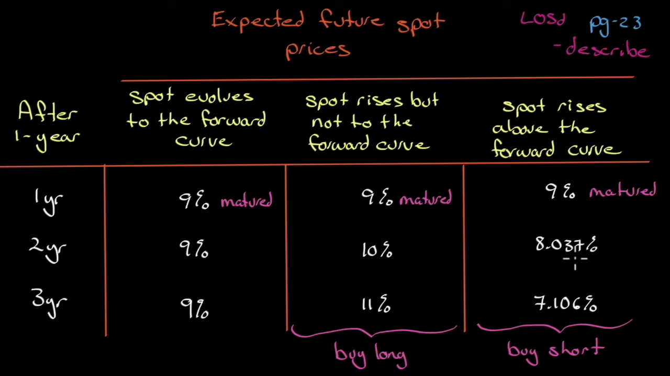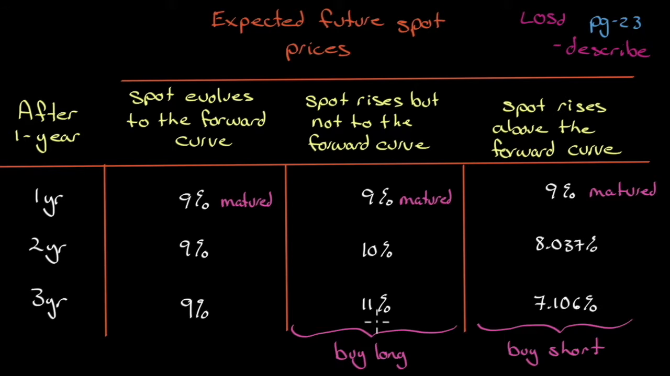Look what happens. For the 1 year, you're going to get 9% no matter what because it's matured. It's history. It's in the history books. You get 9%. When the spot in 1 year finishes below what the forward curve implied it would be, you would do better by buying long. You'd get a better return in the first year.